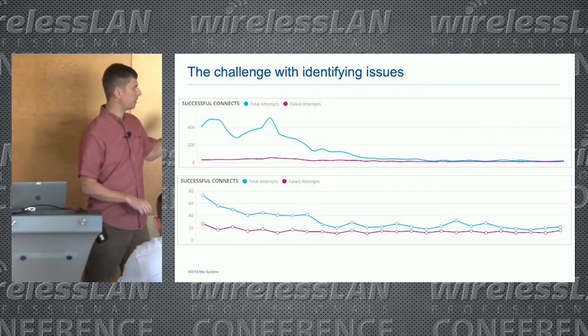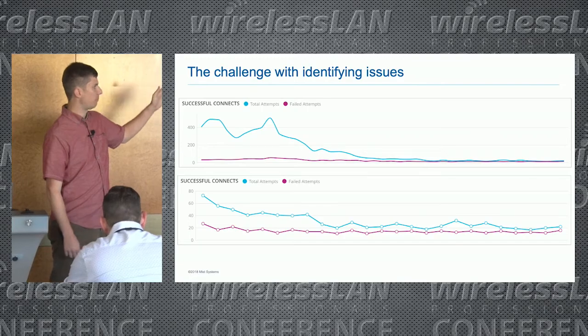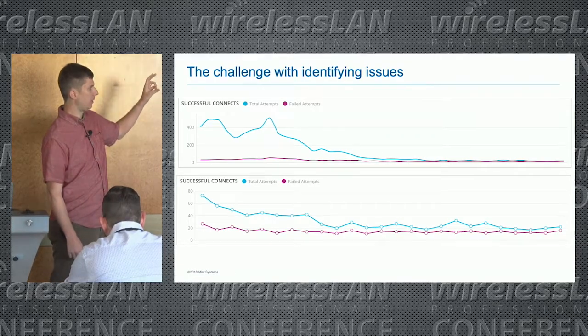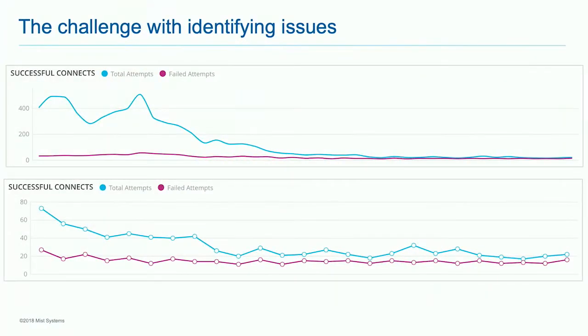So this is over time, successful connections in a network. The top graph is over a longer period of time. The second graph is more of a zoomed in look. And so as time goes on, as you go to the right, the failure percentage will rise, right? Because the number of successful connections is going down while the number of failed connections is remaining the same. So it appears like the failure percentage is rising.